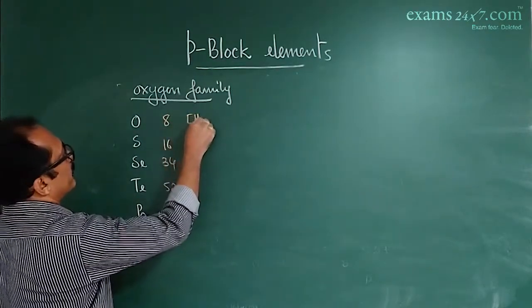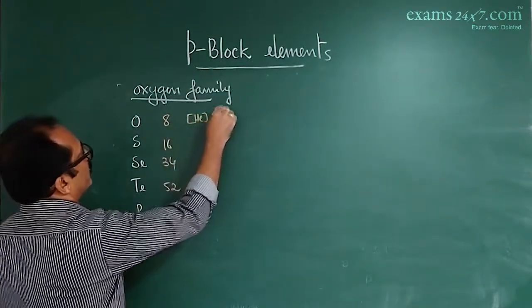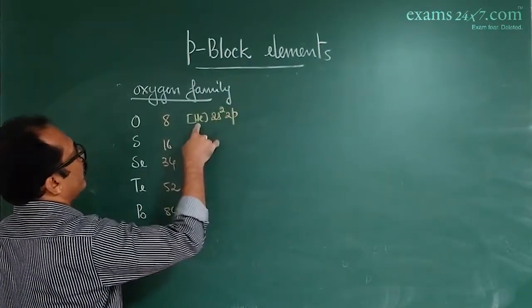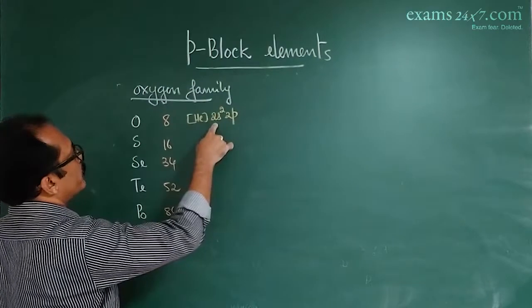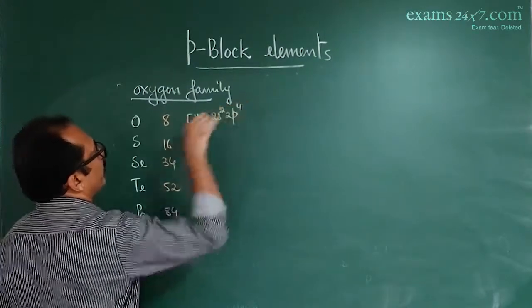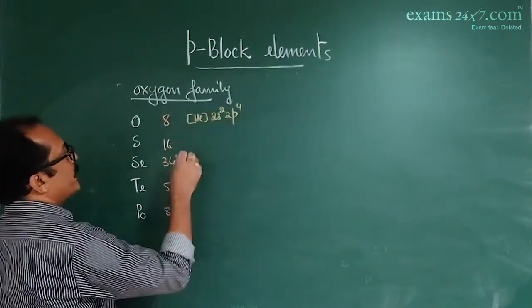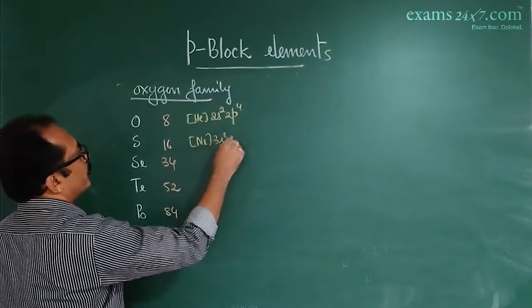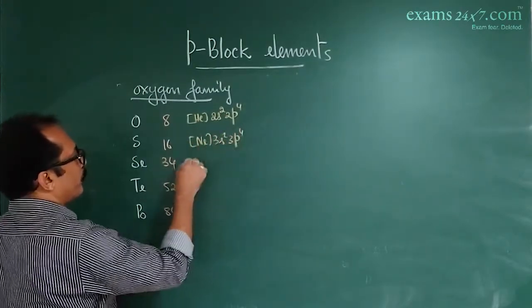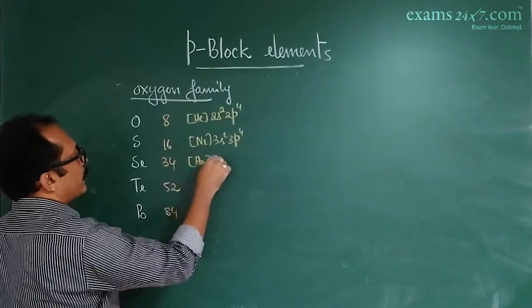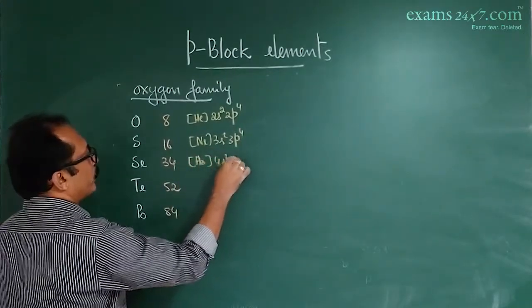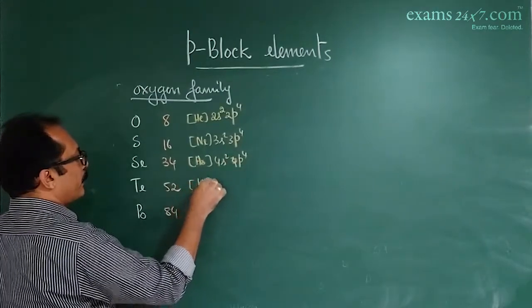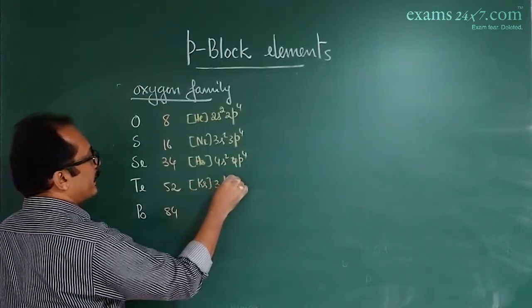Nearest noble gas is helium. 1s2. Then 2s2 2p4. 6 plus 2, 8. Neon 3s2 3p4. Next one is argon 4s2 4p4. Next about krypton, 3d10.